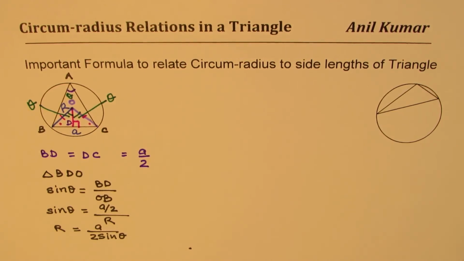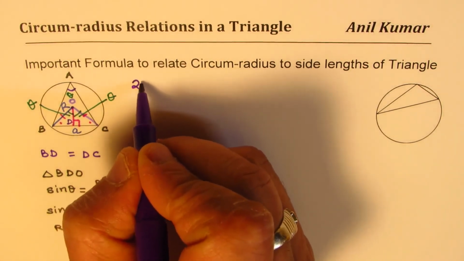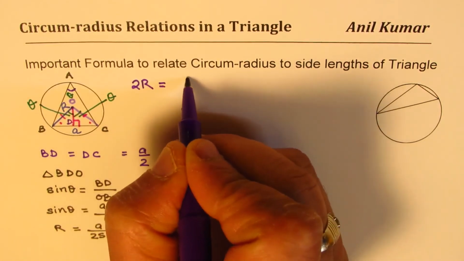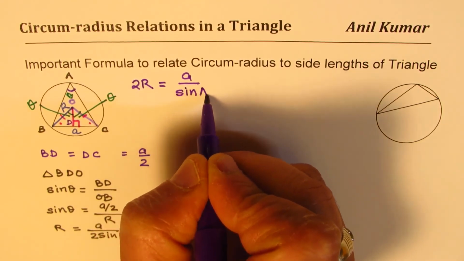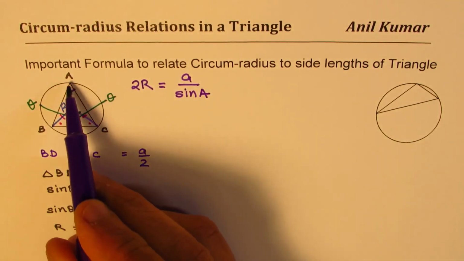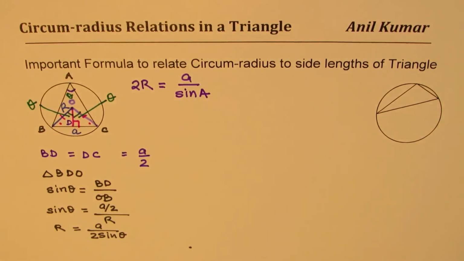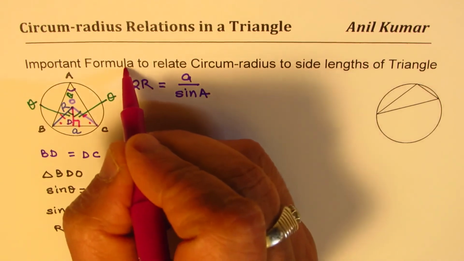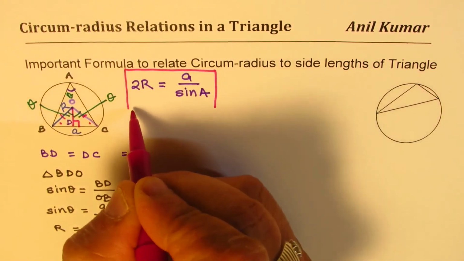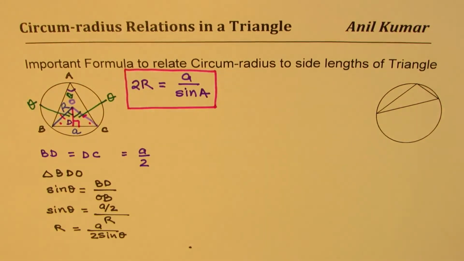So if you want to relate it to the sine law situation, you could actually write this formula as 2R equals A over sine A, because this angle theta is actually the angle A, right? So that is how we can actually relate circumradius with angles and sides of a triangle. That's a very important formula.